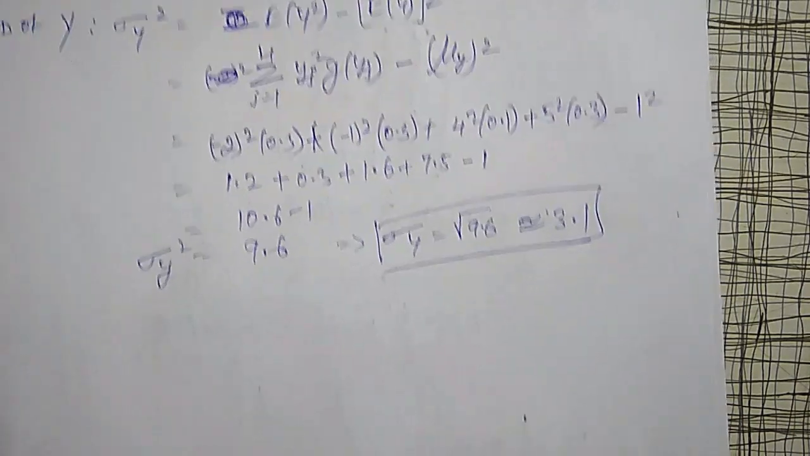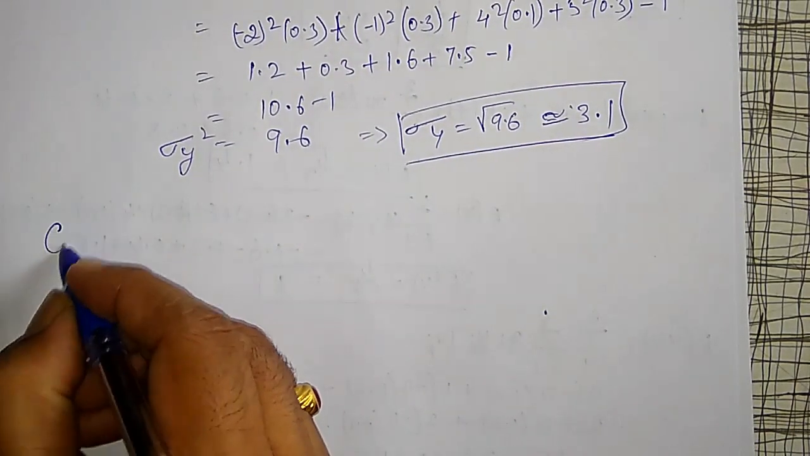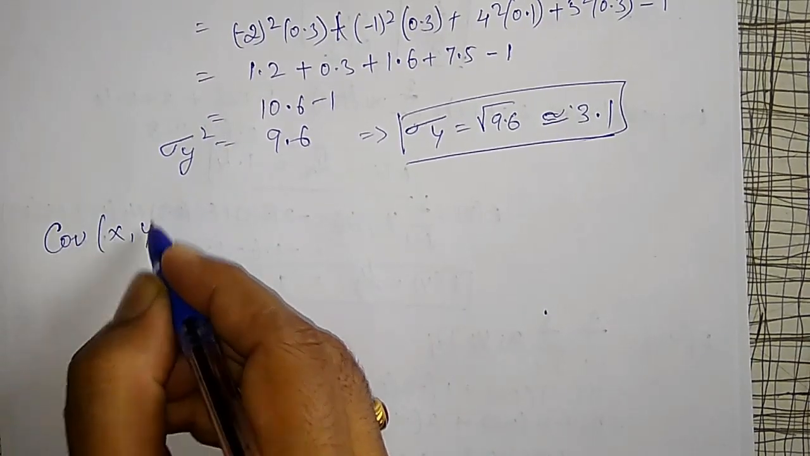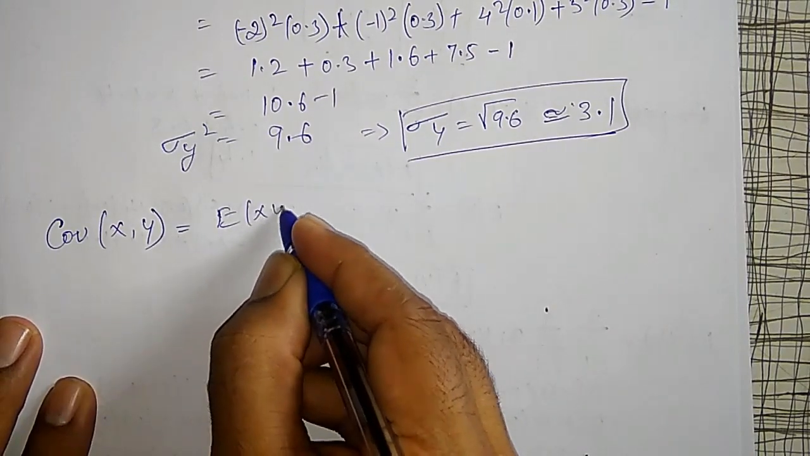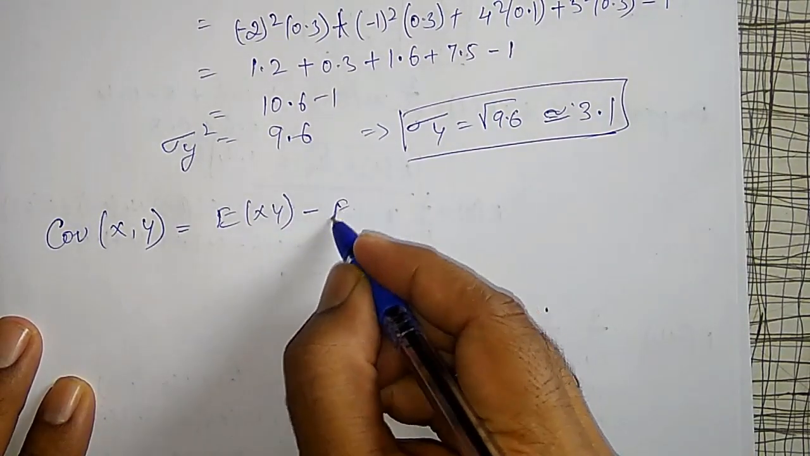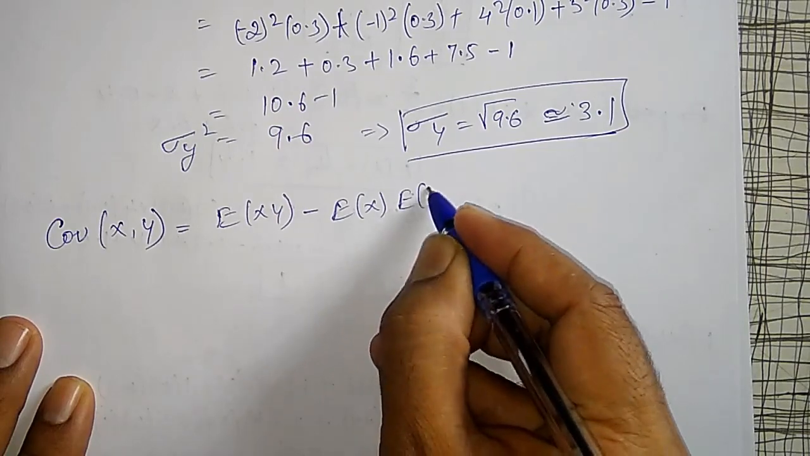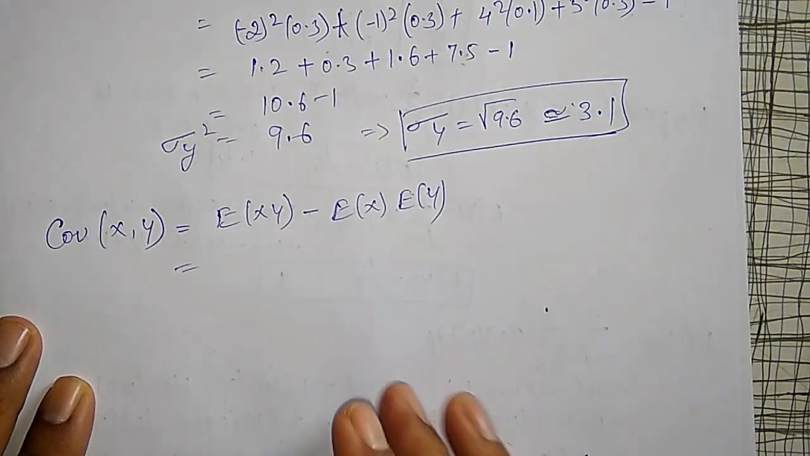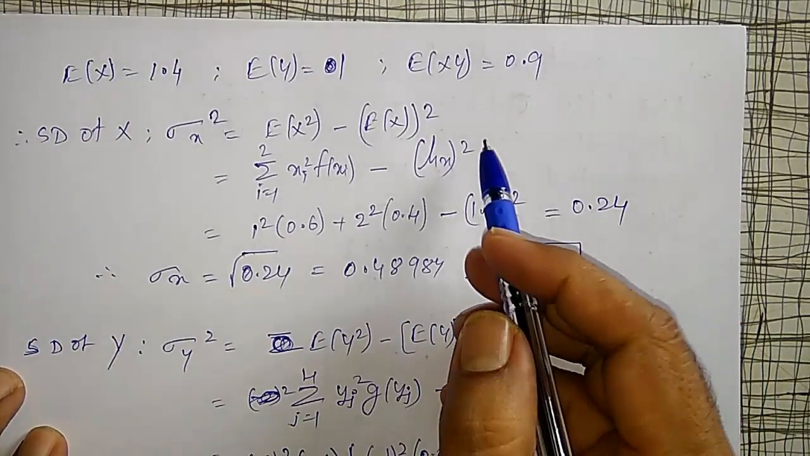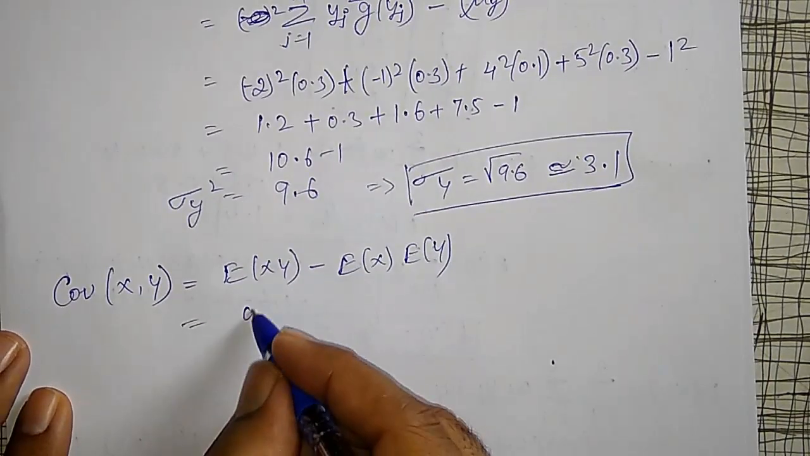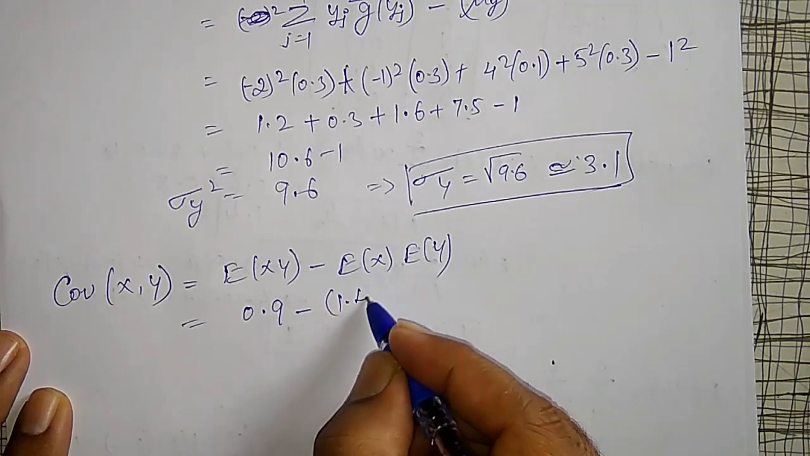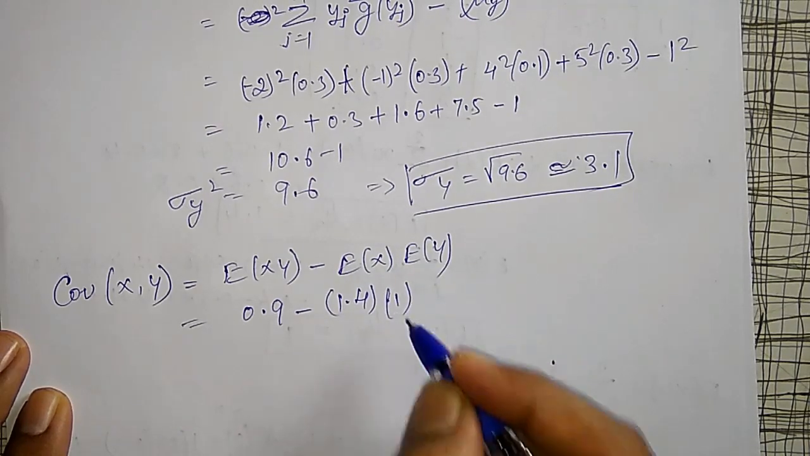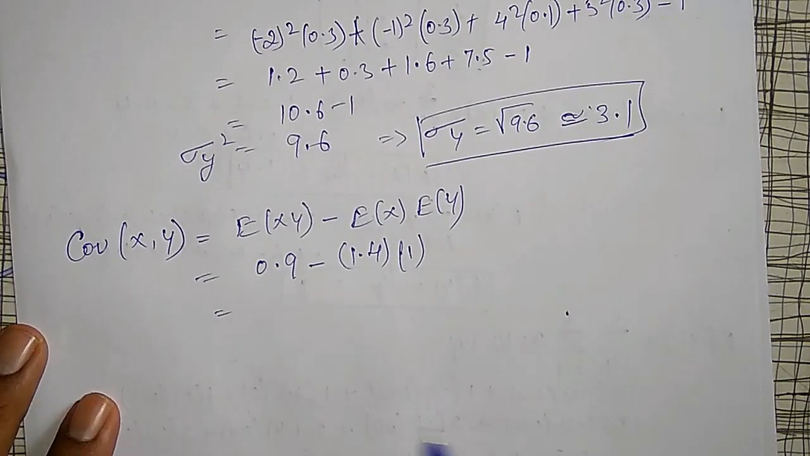Like that, covariance I have to calculate next. Covariance of x comma y, my formula is expectation of xy minus expectation of x into expectation of y. Therefore expectation of xy, already I have calculated, is 0.9. 0.9 minus expectation of x, which is 1.4, into expectation of y, which is 1. Therefore 0.9 minus 1.4 is minus 0.5, the covariance.